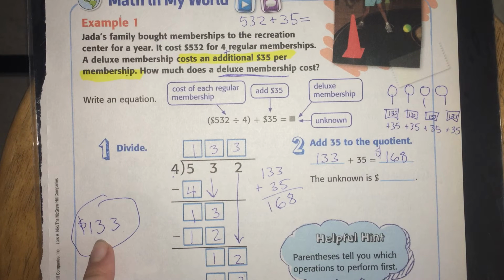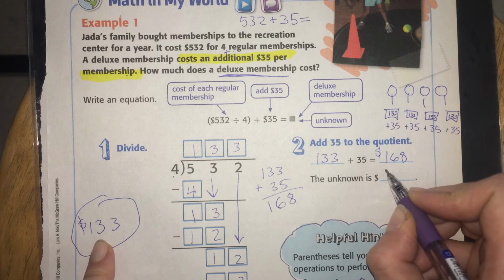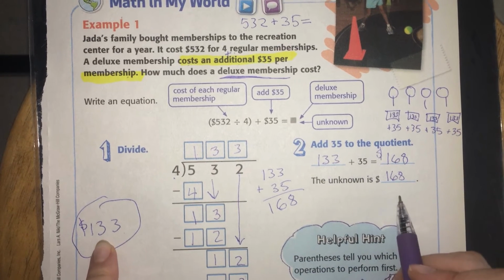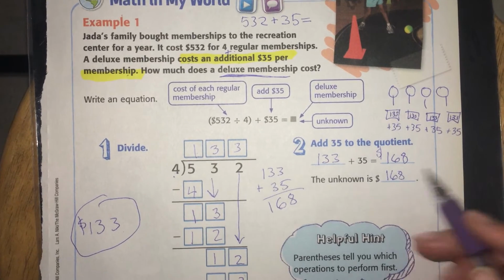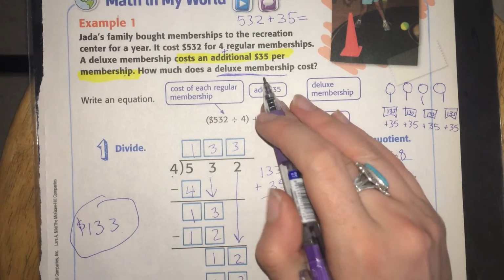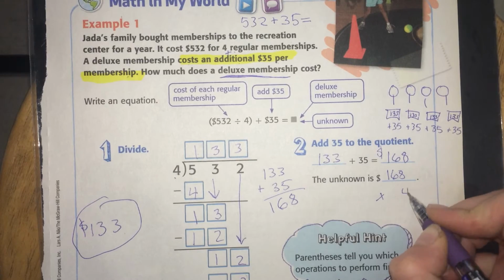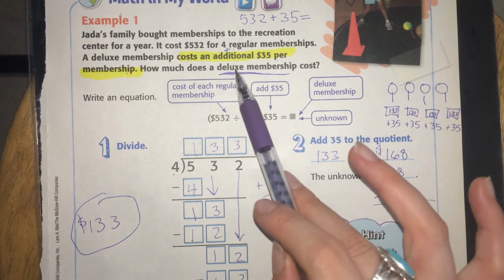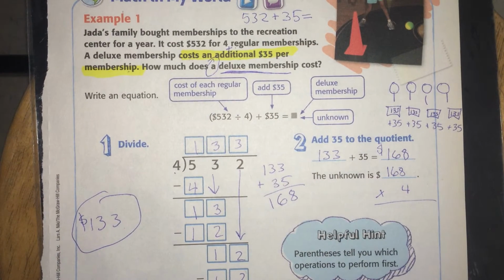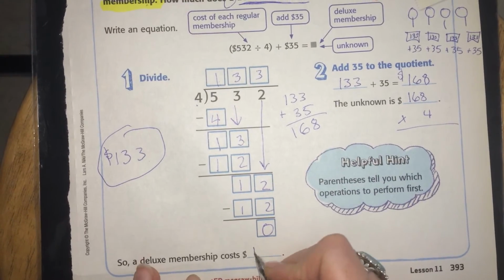Okay, so our unknown is $168 here. So 1 deluxe membership costs $168. Okay, so that's the answer. Now, if it had asked how much will it cost for 4 deluxe memberships, then you would have had to multiply this number times 4. But they just want to know how much 1 deluxe membership costs. See, it says a. Okay, so that means it's singular, only 1. Whew, that was a long problem.